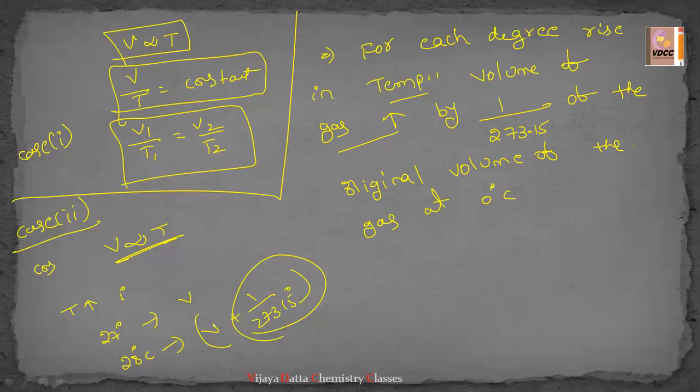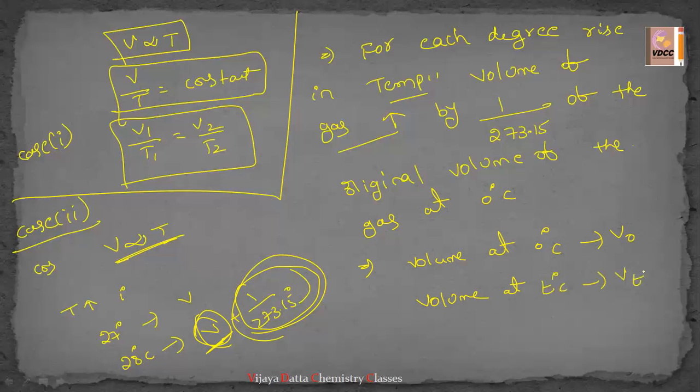So, if the original volume is V, then by increasing each 1 degree Celsius of temperature, it is increasing by 1 by 273.15 times. So what we can consider here: volume at 0 degrees Celsius is V naught, and volume at some temperature, say t degrees Celsius, we are considering as Vt.